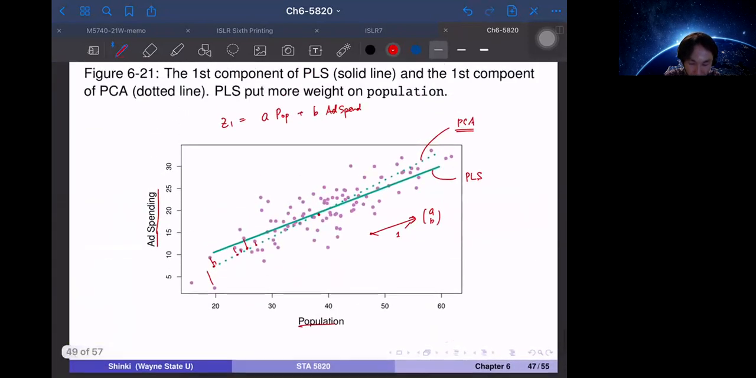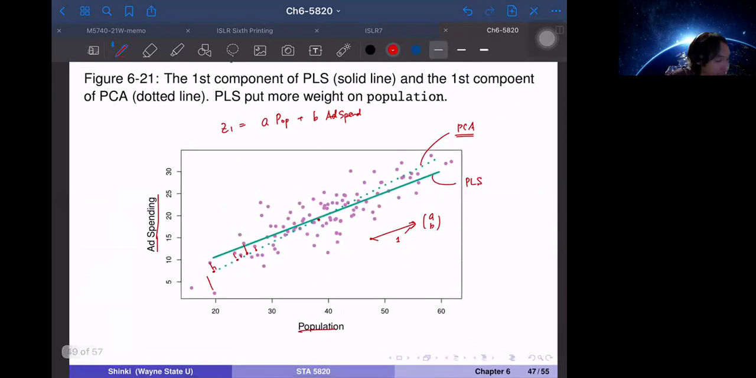Yeah, so this is an overall explanation of PLS, partial least squares. Do you have any questions, comments so far? Both methods use linear combinations of the original predictors, but the way to summarize the data is a little different. PCA does not use the information of Y, and PLS uses information of Y.